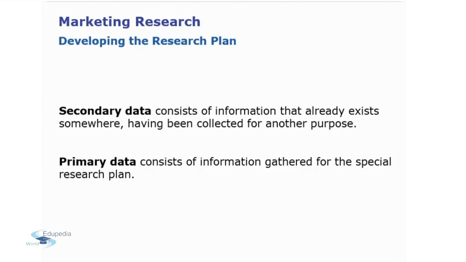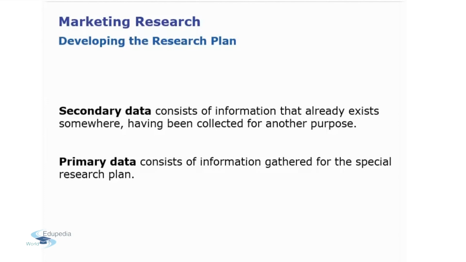Primary data consists of information gathered for a special research plan. This could be data that is very specific to your business. For example, if you are developing any kind of product, or any fashion retail store that you're trying to open, you need to find out if there is a problem right now, and ask how many people in that locality agree that the problem exists. So this is primary data, and it is very specific to the business.